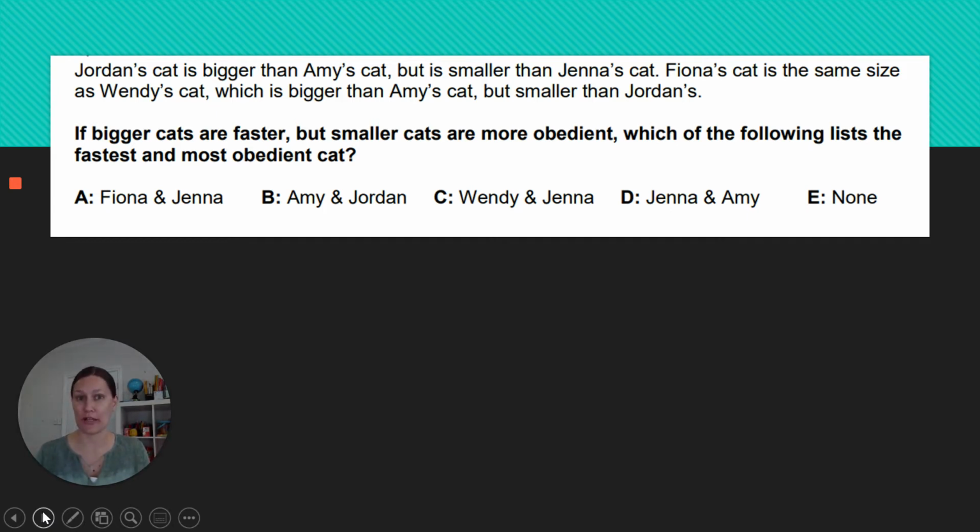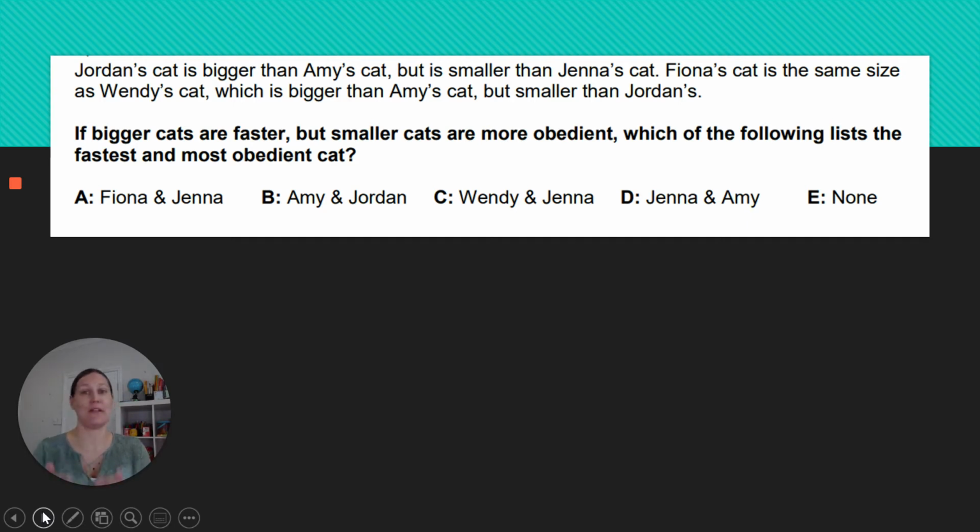We can look at this methodically in just a moment, but before we get to that, I want to have a look at the question. The question is the part that's in bold on the slide. If bigger cats are faster, but smaller cats are more obedient, which of the following lists the fastest and most obedient cat? Now, when I first looked at this question, I saw the word cat there as a single cat, and thought, well, none of them actually give us the combination of the fastest and most obedient cat as a single cat. The fastest cat will be bigger, and the most obedient cat is going to be smaller.